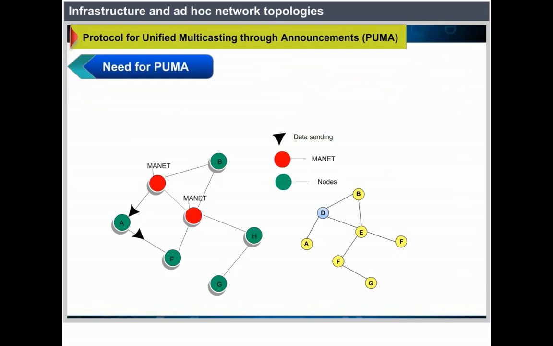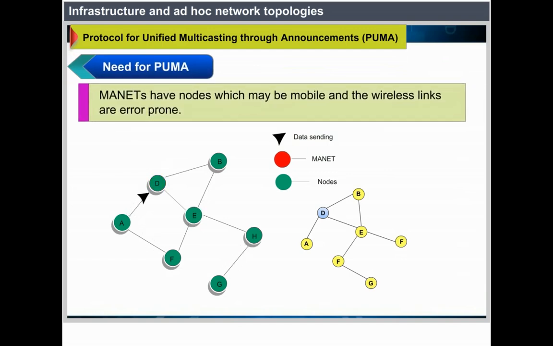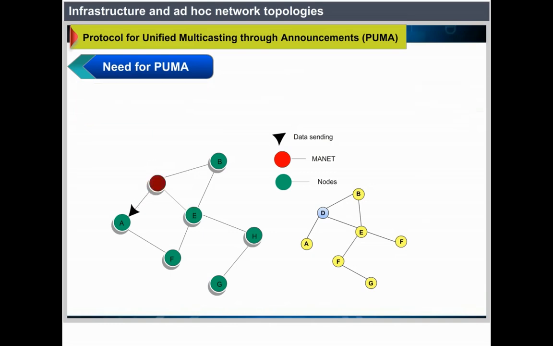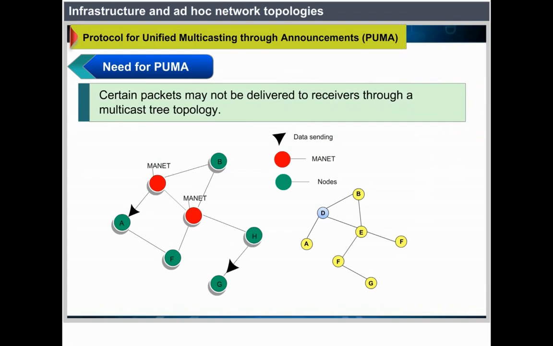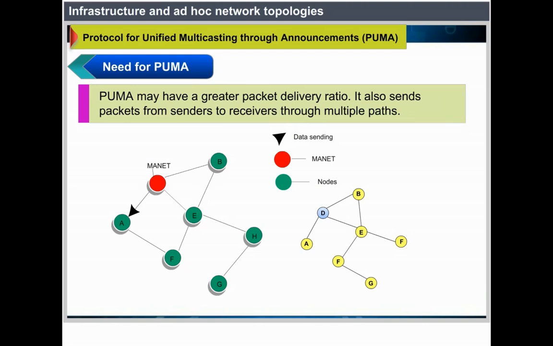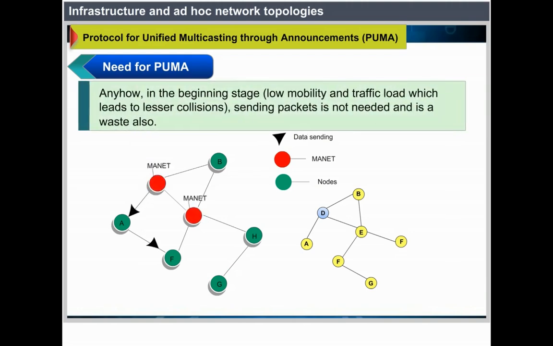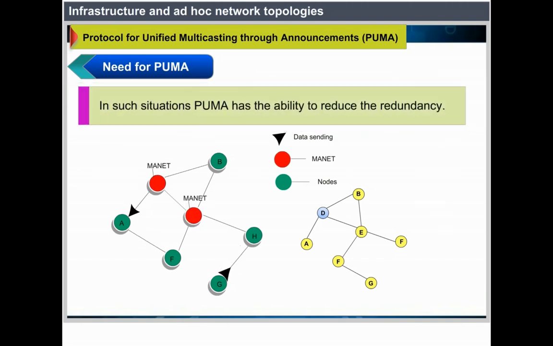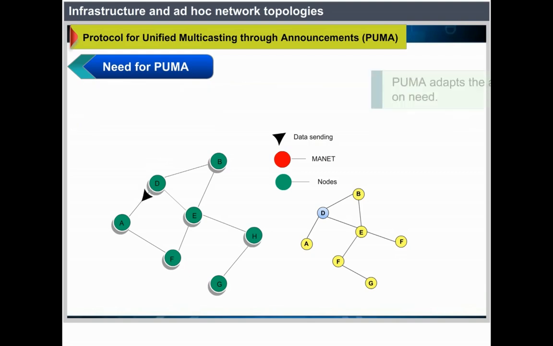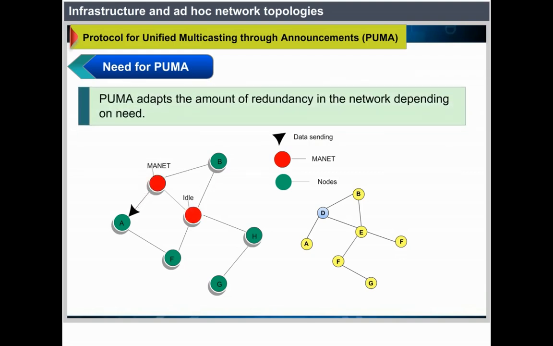Need for PUMA. MANETs have nodes which may be mobile and the wireless links are error-prone. Certain packets may not be delivered to receivers through a multicast tree topology. PUMA, which sends packets from senders to receivers through multiple paths, may thus have a greater packet delivery ratio. However, in benign conditions, low mobility and traffic load, which leads to fewer collisions, sending packets redundantly is not needed and is a waste. In such situations, PUMA is able to reduce the redundancy. PUMA adapts the amount of redundancy in the network depending on need.